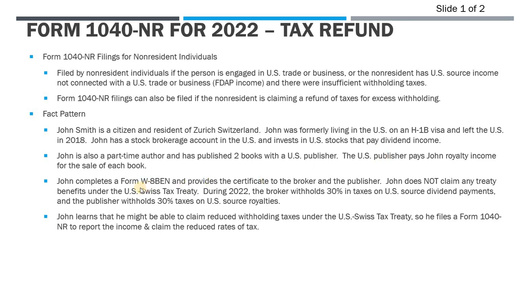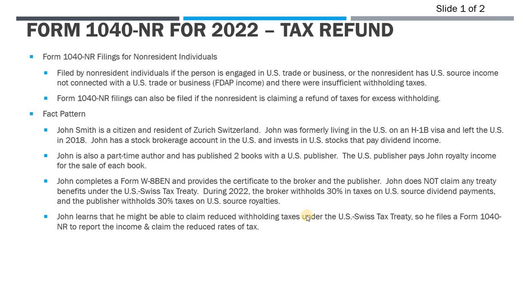Now, what John did for 2022 was he completed a W-8BEN, and that's appropriate, right? Because even though he has the U.S. tax ID number, he's not a U.S. person, right? So he's not a U.S. citizen. He doesn't have a green card. He's a non-resident living in Switzerland, so he is a foreign person. So he does the W-8BEN, and he gives this to the broker, the stockbroker, and the publisher. But on the W-8BEN, he did not claim any treaty benefits, right?